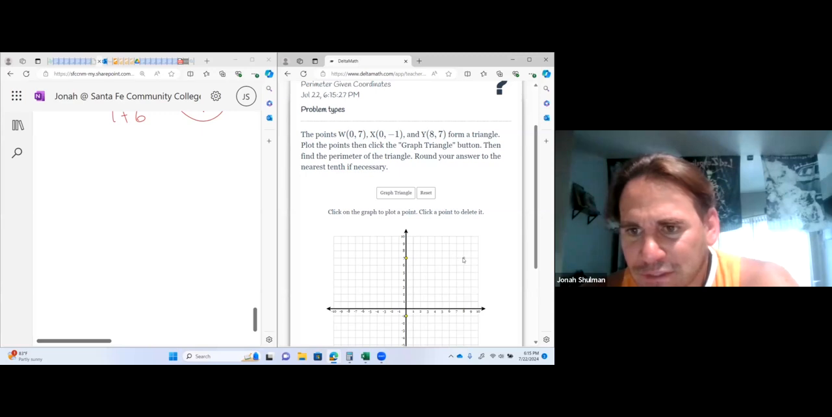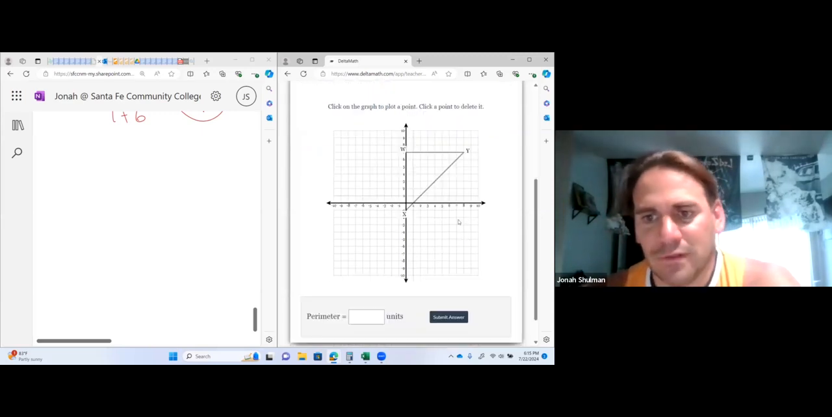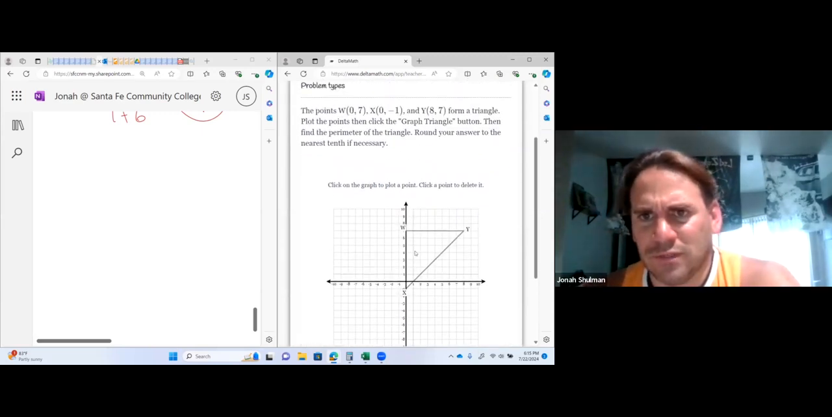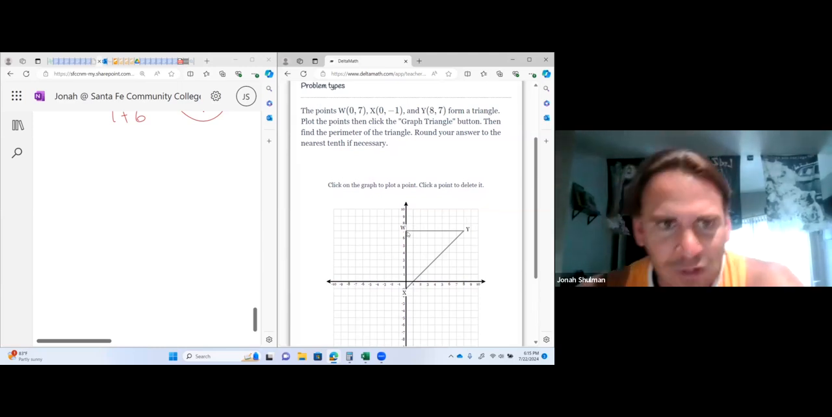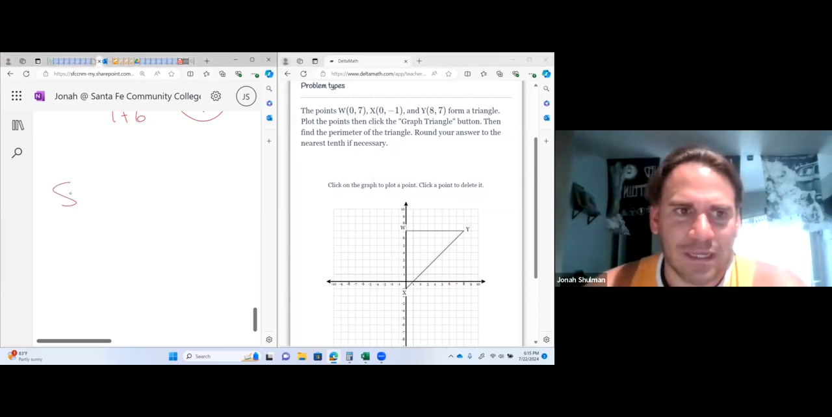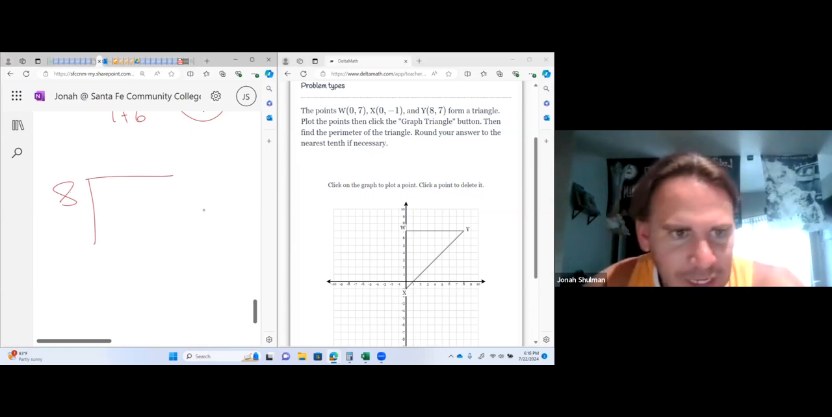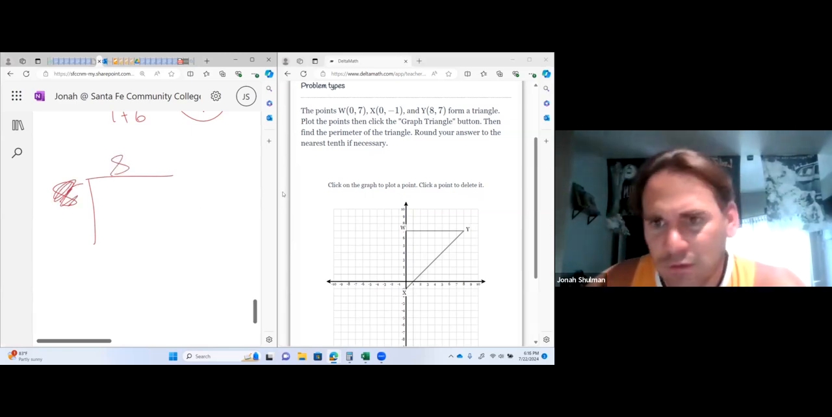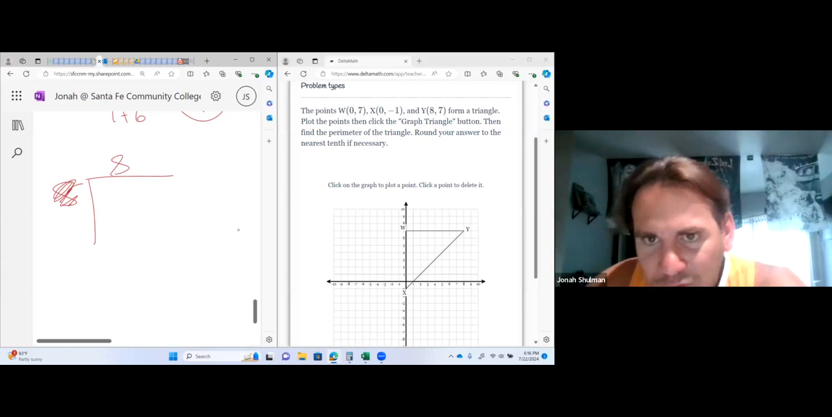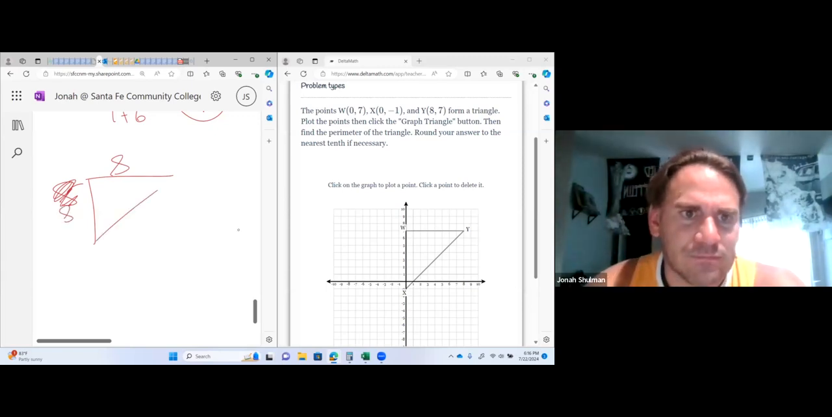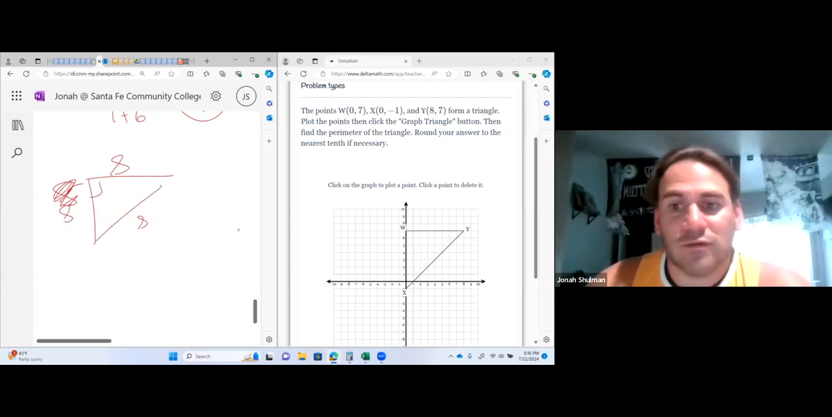Oh, I put it on 7, 7 instead of 8, 7. Sorry. So the perimeter from 0, 7 to 8, 7 is 8. So one of them is 8. The first one is 8. 0, 7 to 8, 7. 8 is up here. I'm having a moment. All right, from 7 to -1 is also 8. And so this is 8 radical 2.